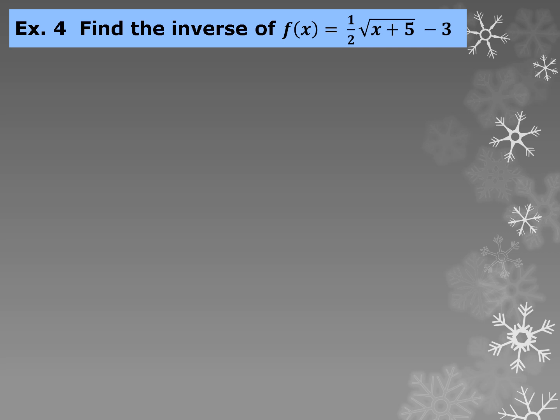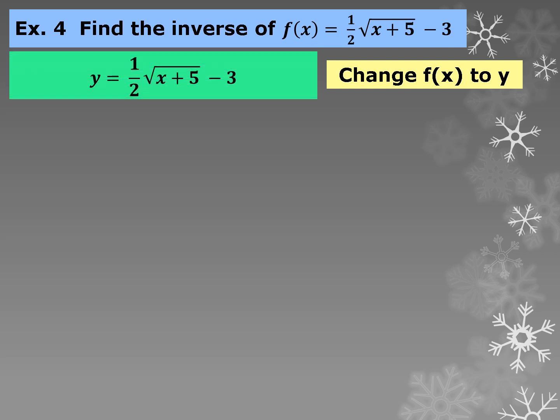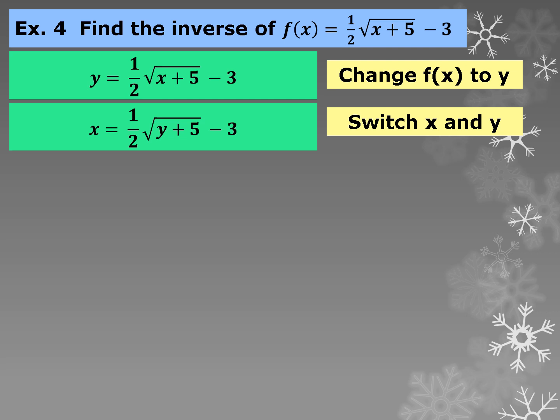All right, let's look at example 4. They want us to find the inverse of f of x equals 1/2 times the square root of x plus 5 minus 3. Well, remember, we don't leave things in terms of f of x. We change it to y. So that becomes y equals 1/2 times the square root of x plus 5 minus 3. So the first thing I do is I'm going to switch x and y. So that becomes x equals 1/2 times the square root of y plus 5 minus 3. So now we're ready to start solving for y.